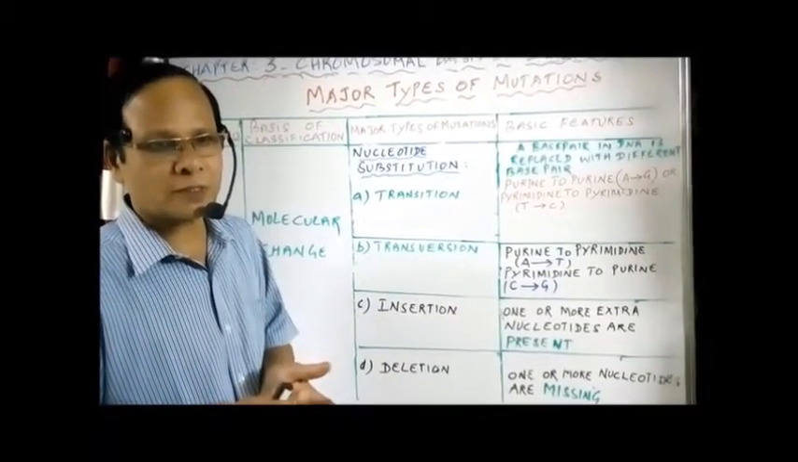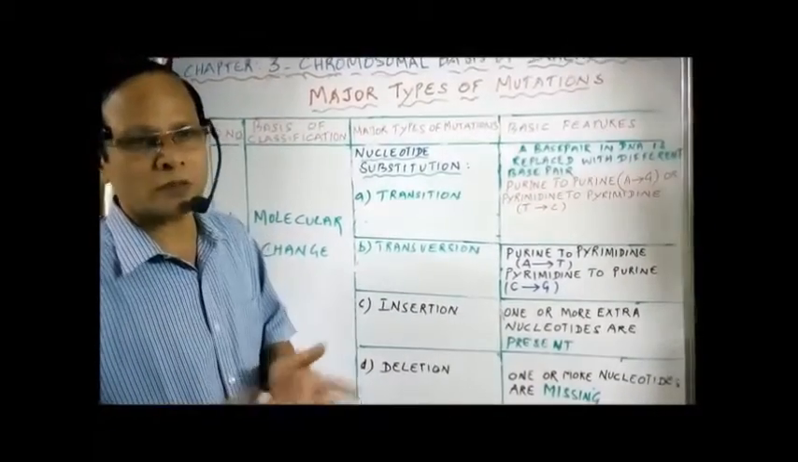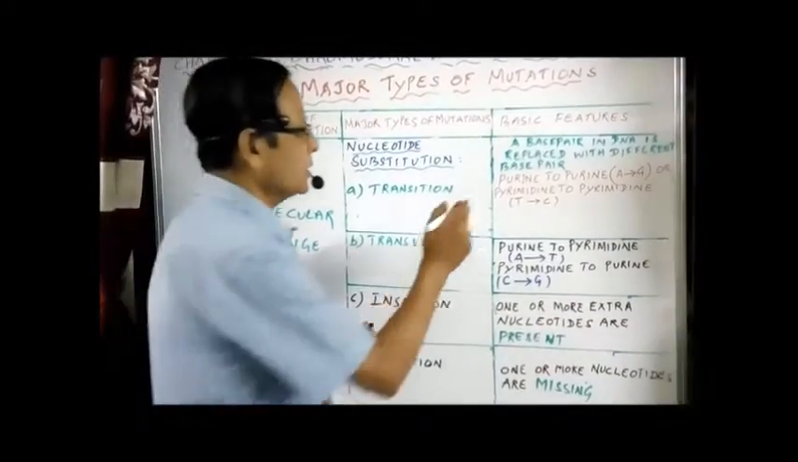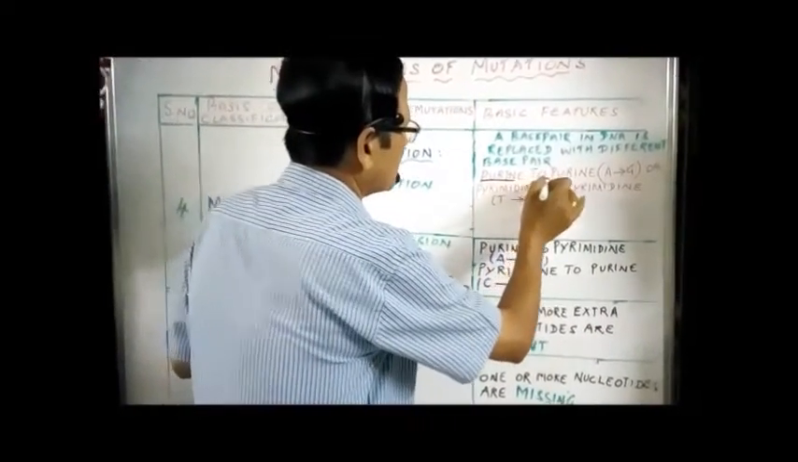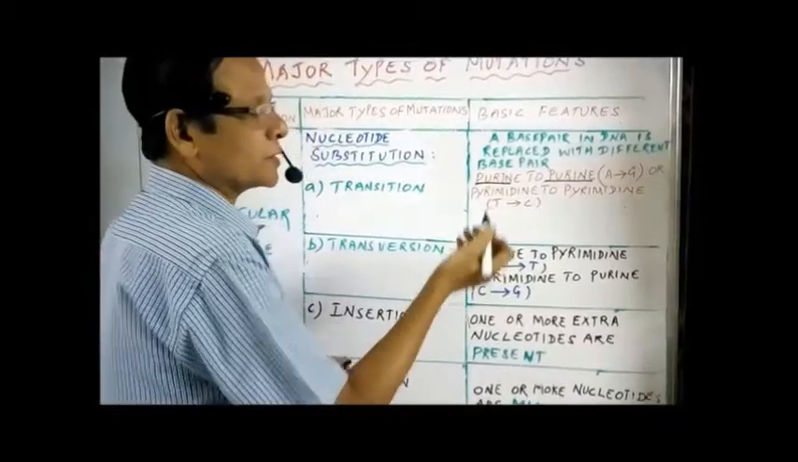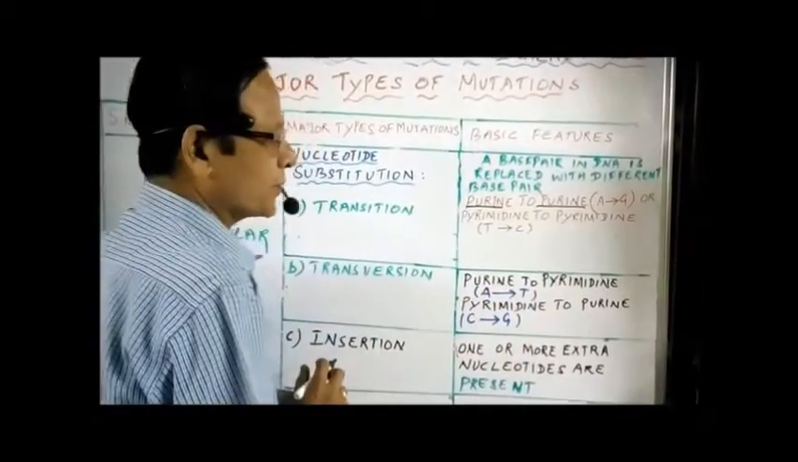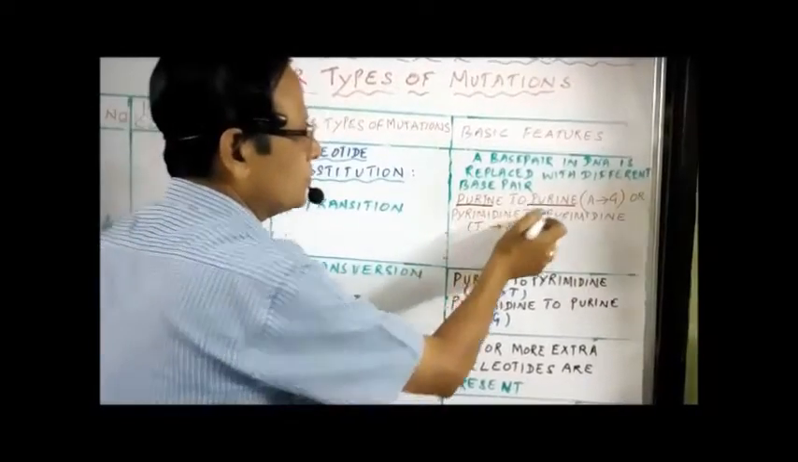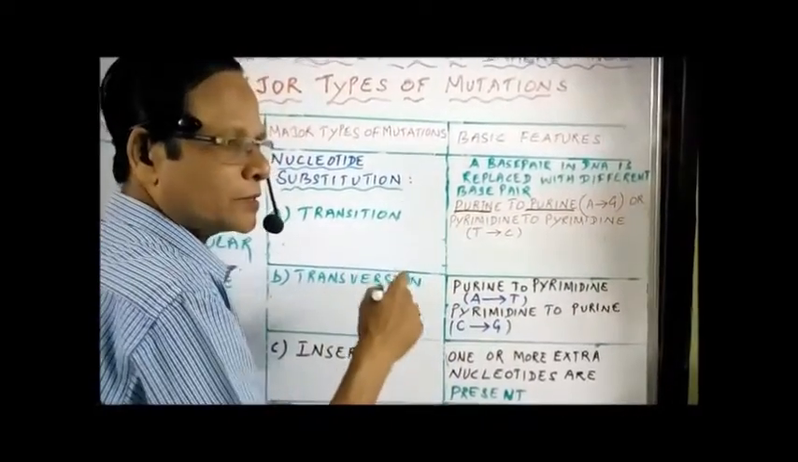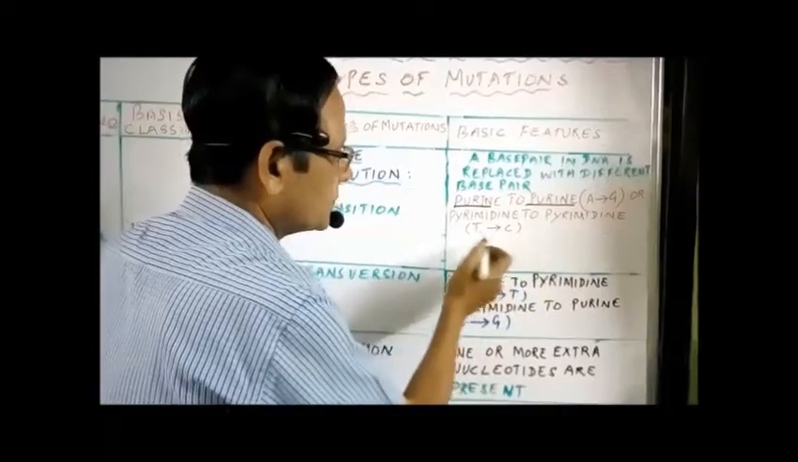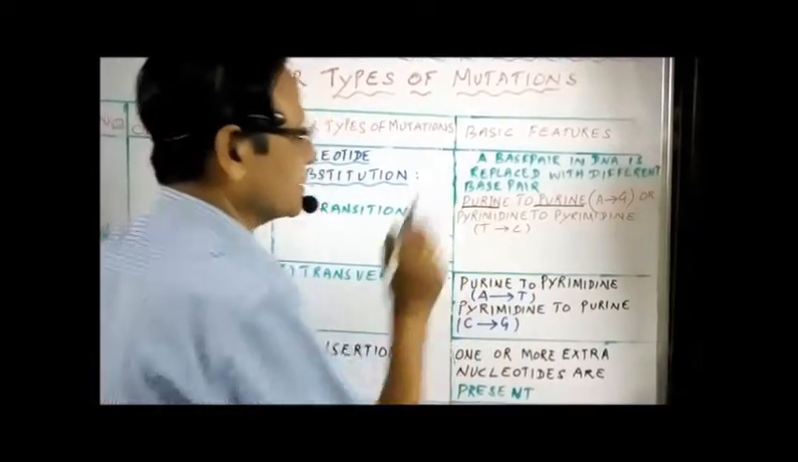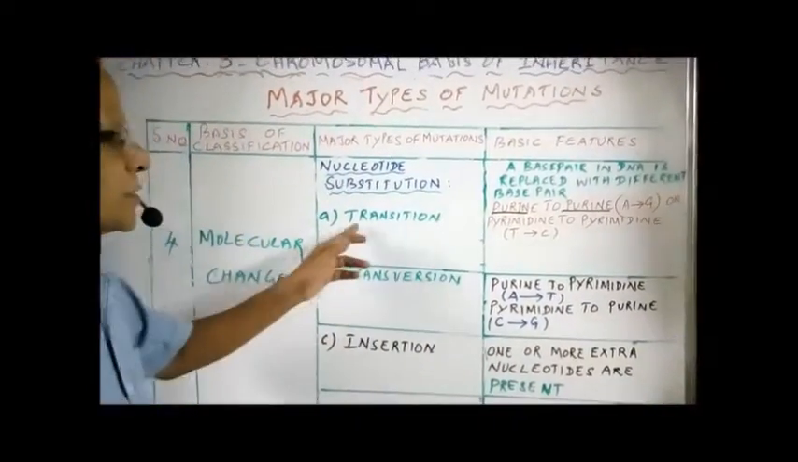The different base is actually another purine only, not a pyrimidine. You see that one? A purine base is replaced by another purine. For example, adenine A is replaced by G. And then pyrimidine to pyrimidine, that is, a pyrimidine base is replaced by another pyrimidine base. For example, T is replaced by C. That's about what we call transition.